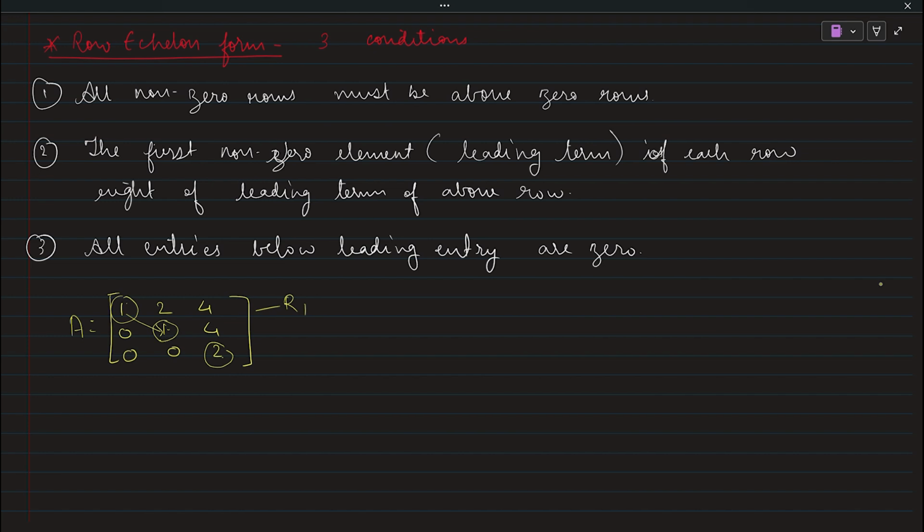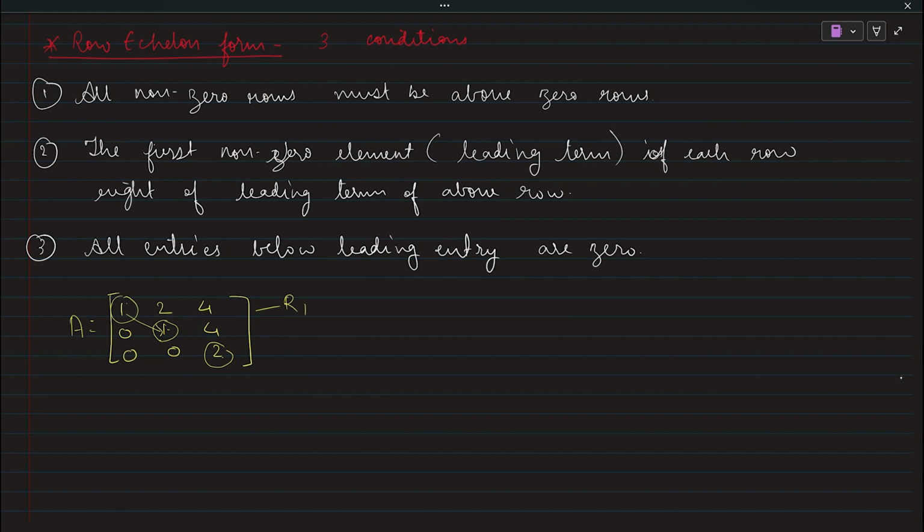Now let's check the third condition. Here all the entries below leading terms are 0. See, like for this leading term, here this 0 and this is also 0. Means all the terms below the leading term are 0. Also for the second leading term, for the second row, the entries below the leading term are 0. That means all the three conditions are satisfied. Therefore, we say A is in row echelon form.